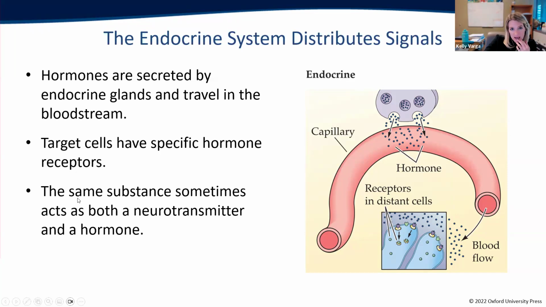What we see is that many times a lot of these substances can act as both a neurotransmitter and a hormone. So there are things that can do double duty. They may affect the brain, but they also may affect the endocrine system. We're going to talk about that too.